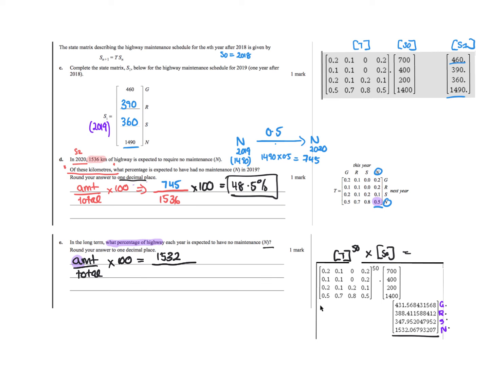Now, out of the total, if you will remember way back at the start of the question, we had a total of 2,700. But if you added all these up, you'd get the same amount. And then we're going to times it by 100. So we want that to one decimal place. So we end up with 56.7%. So there's the answer.